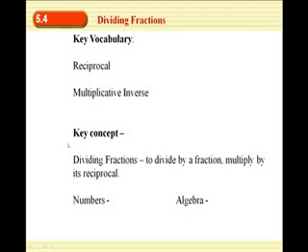Alright, this is 5.4, 8th grade math, page 247 in your book. So, some new vocabulary that we haven't done yet this chapter because there's been some that's been duplicated. Reciprocal. Reciprocal is when you take a fraction and you, actually it's two fractions that equal 1.